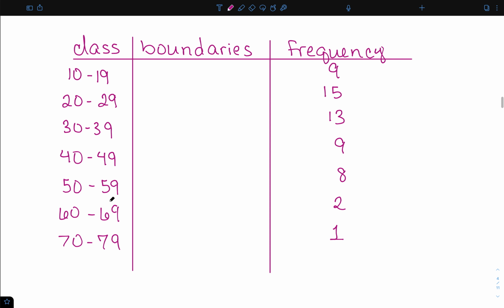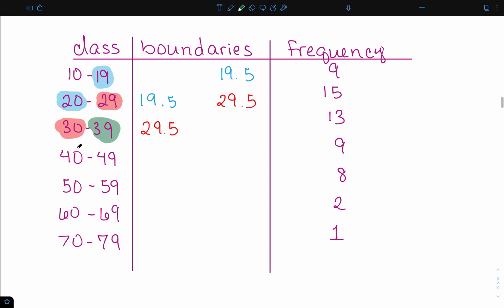Let's go back to our previous distribution. My first class boundary is between the upper class limit of one class and the lower class limit of the next, so halfway between 19 and 20. This is 19.5. We then look halfway between 29 and 30. This will be 29.5. Halfway between 39 and 40, this will be 39.5.